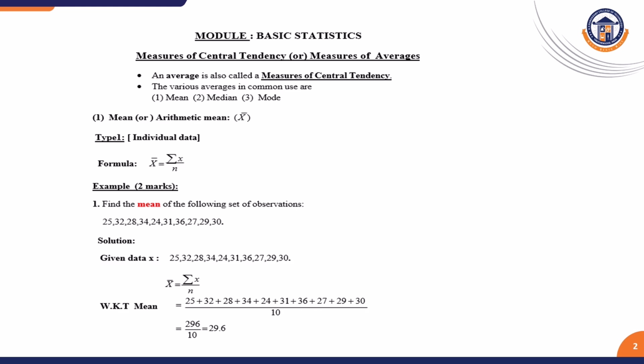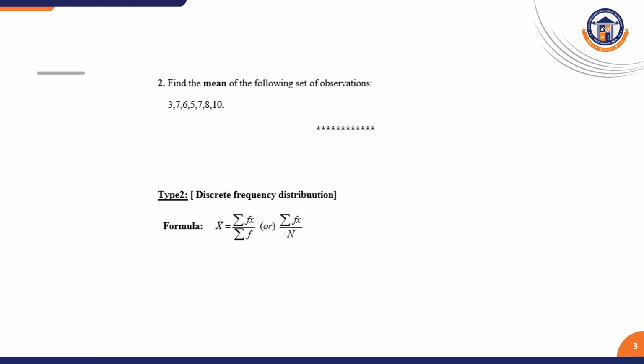Here we are going to see the example. Find the mean of the following set of observations. So this is the discrete data. How to find the mean? If we consider the given data as x, the mean for individual data is x bar equals summation x by n. n means number of data. Here the number of data is 10. Summation x means we add all the x values. So the answer is 296 by 10, which is 29.6. So this is an example sum.